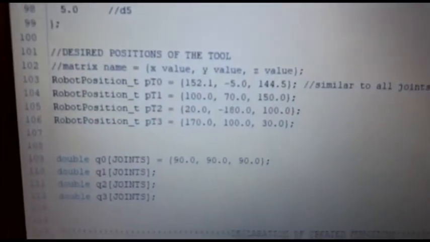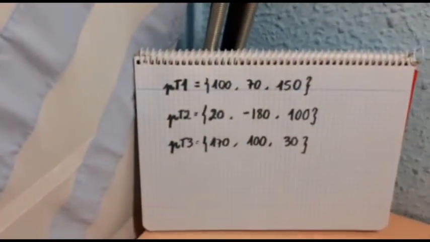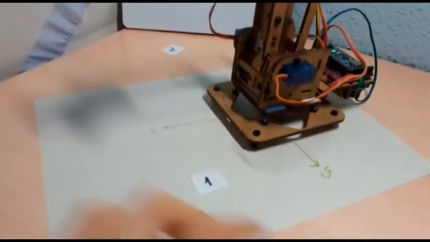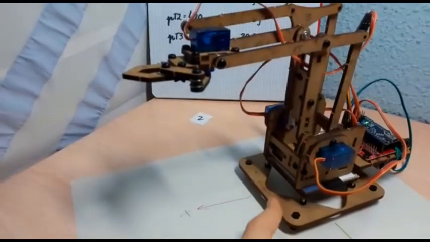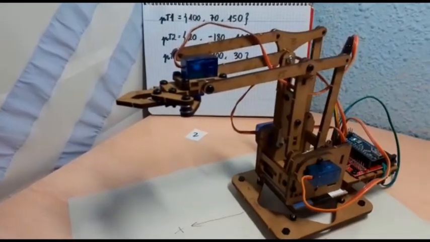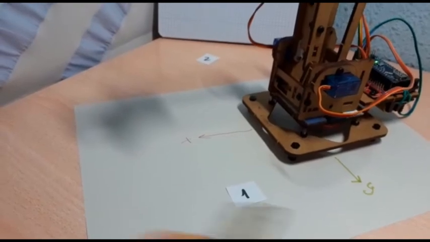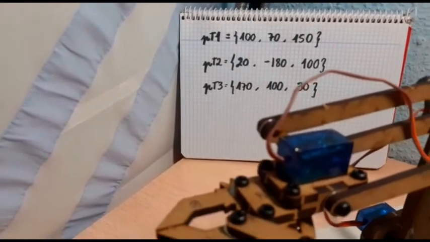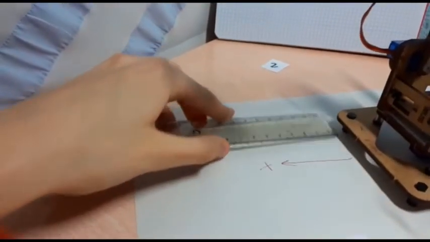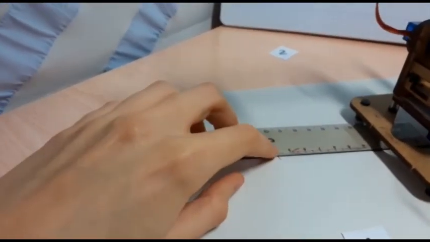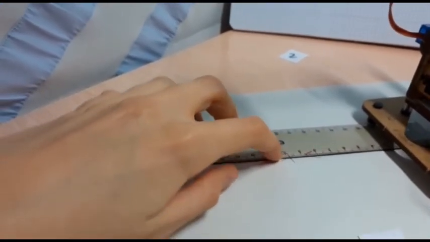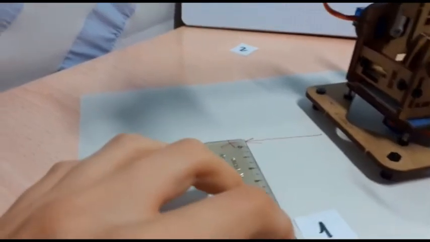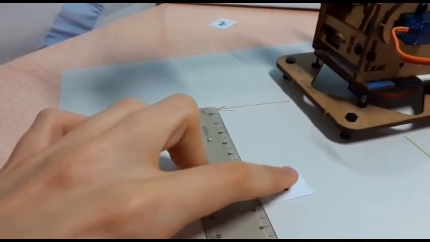Okay, so these are the points, and I have written them in a notebook so that they are easier to see. So the first point, well, these are the axes, and the axis set is going upwards, but I couldn't draw it. So the first point is 100, 70, and 150. So it should be 100, around there, then 70, and more or less I have thought that it should be here in point 1.